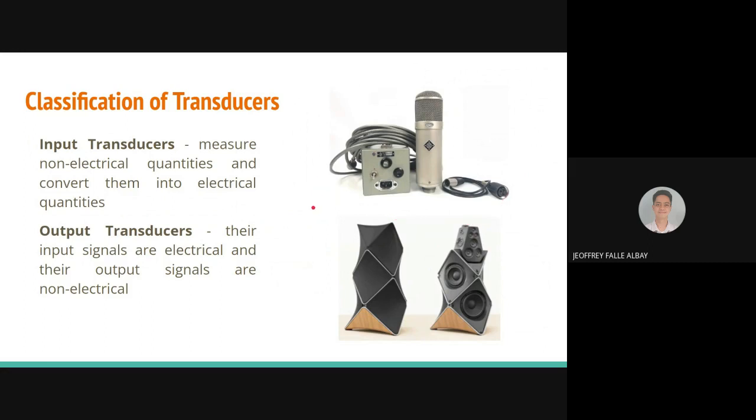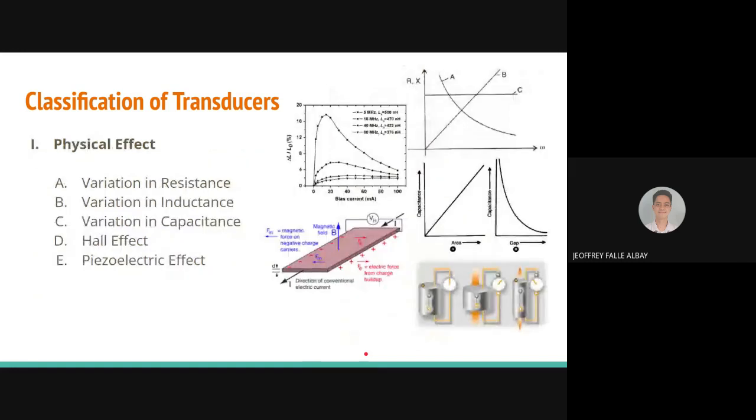Next is the output transducer. This is the opposite of the input transducer. Their input signals are electrical and their output signals are non-electrical. An example of this is the speaker. From the electrical signal, the speaker produces sound. So its output is non-electrical. Next slide.